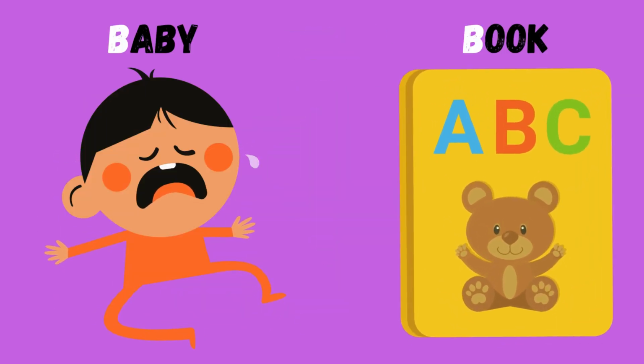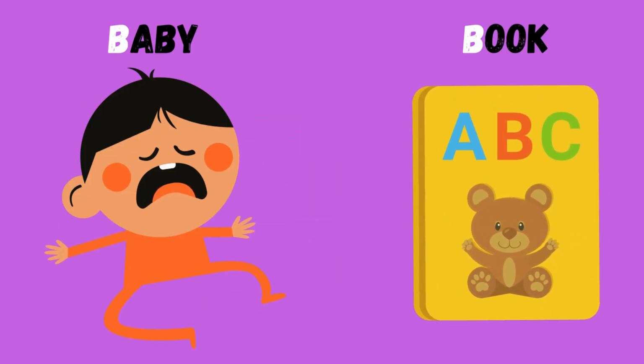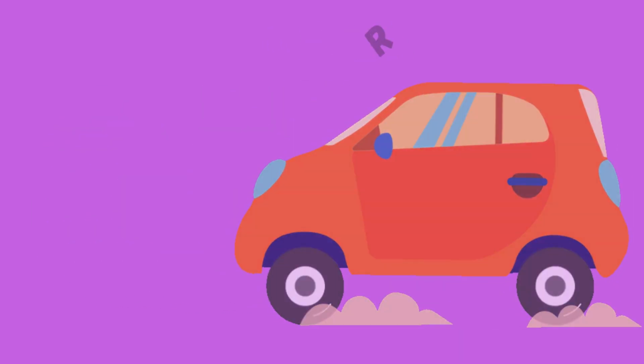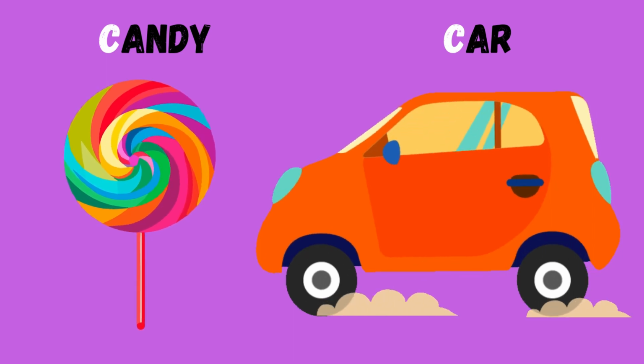B is for book. Baby, book. B, b, b. C is for candy. C is for car. Candy, car.